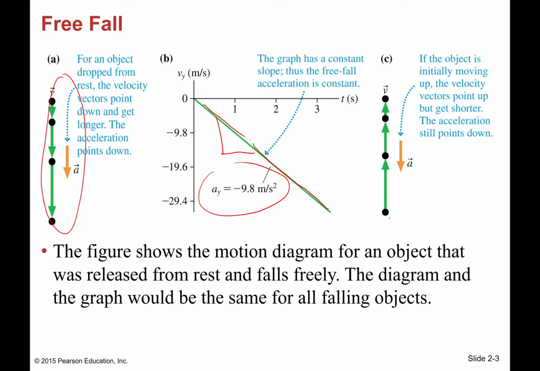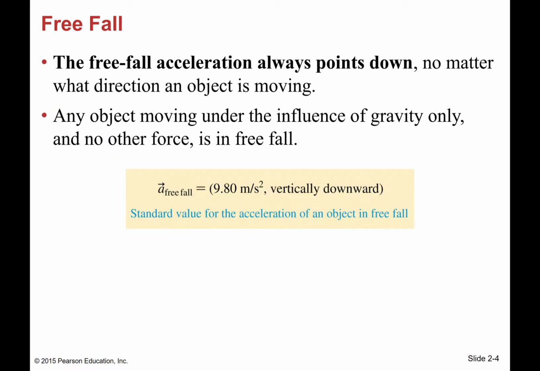And if we throw an object upwards, then the acceleration is always going to point down, but the object is going to slow down until it reaches a maximum. So the acceleration of gravity, which we denote by g, is the magnitude of the acceleration, and it has this value here, 9.8 meters per second squared.